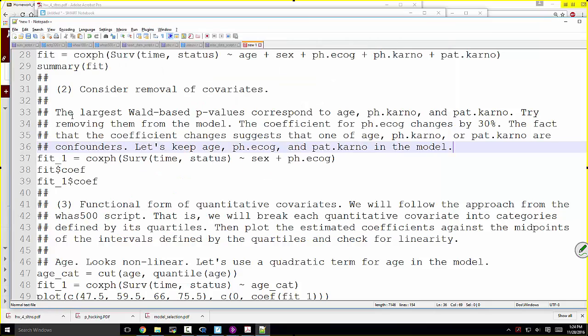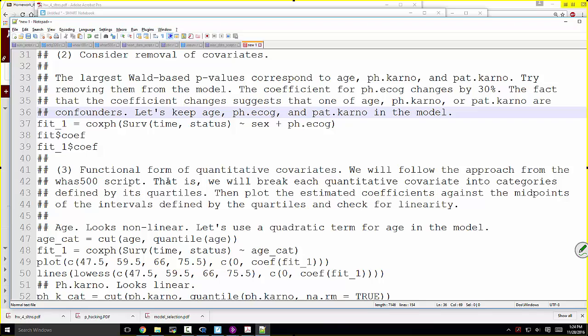Okay, confounders, precision variables. Here we have evidence that age, ph.carno, and pat.carno, at least one of them is a confounding variable because the coefficients for at least one of the remaining ones changed. So I'm going to keep all of them in the model at this point.